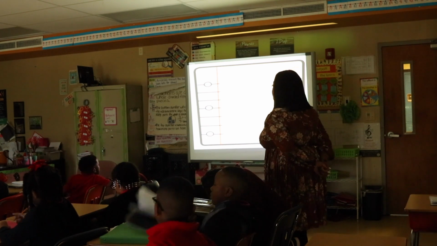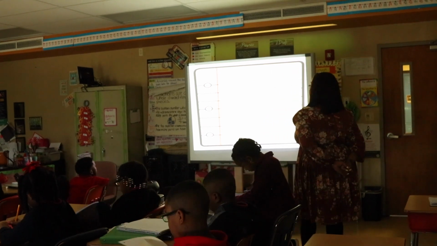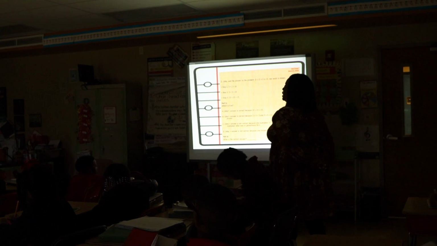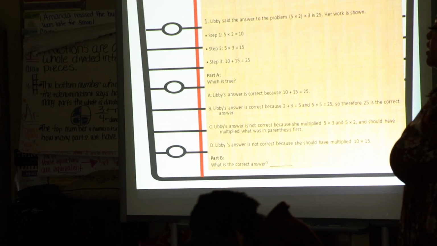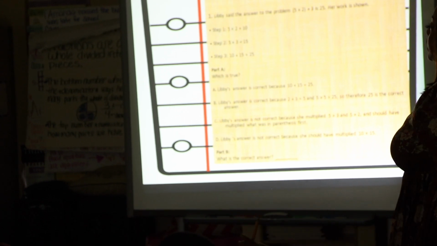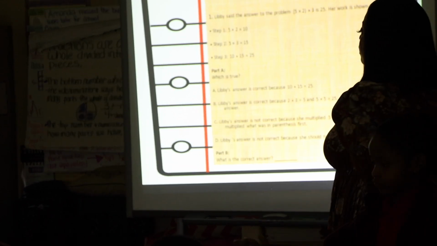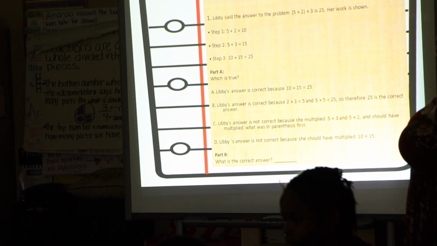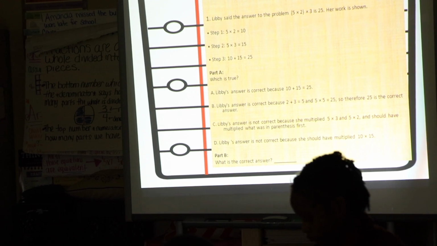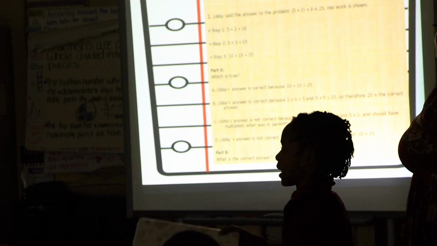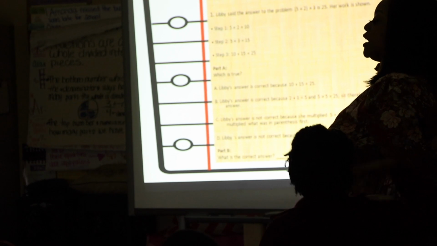Alright, number 1 says Libby said the answer to the problem 5 times 2 times 3 is 25. Her work is shown. Step 1, 5 times 2 equals 10. Her second step, 5 times 3 equals 15. Her last step, 10 plus 15 equals 25. Part A, which is true?